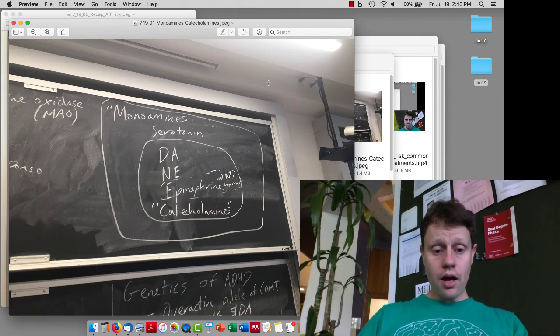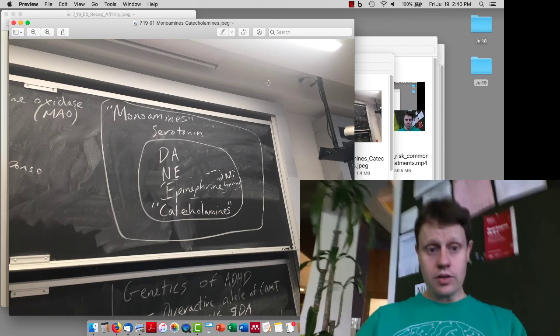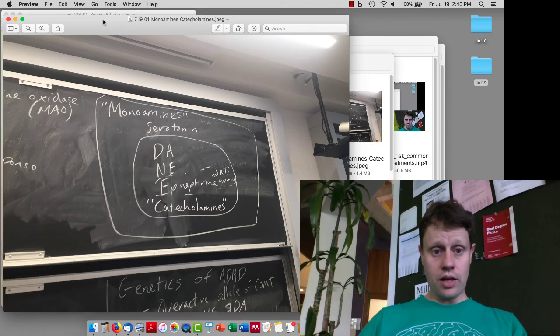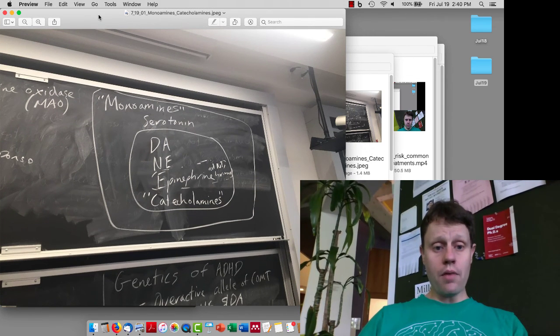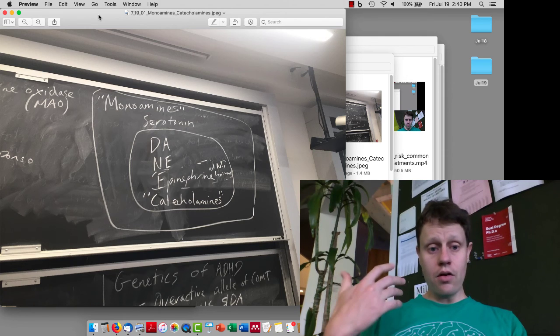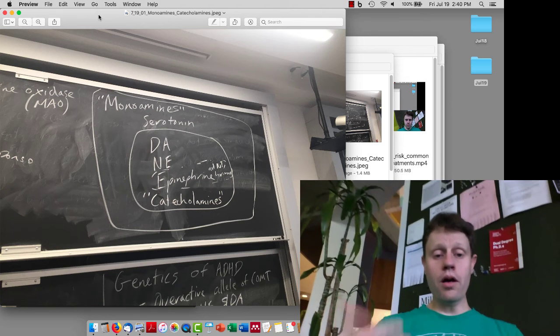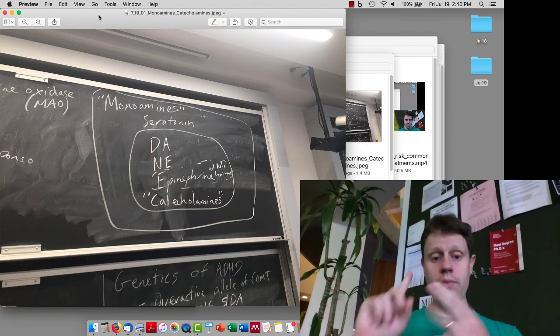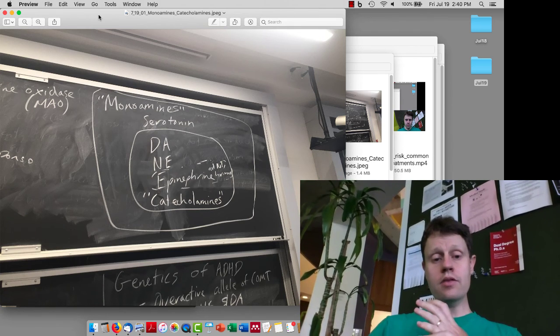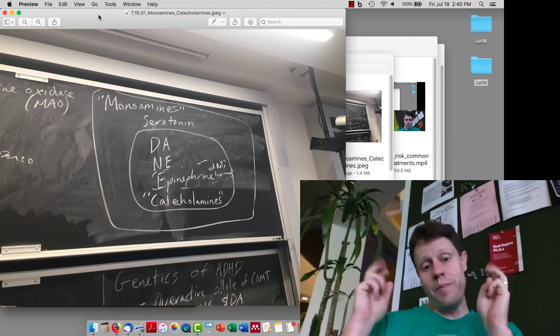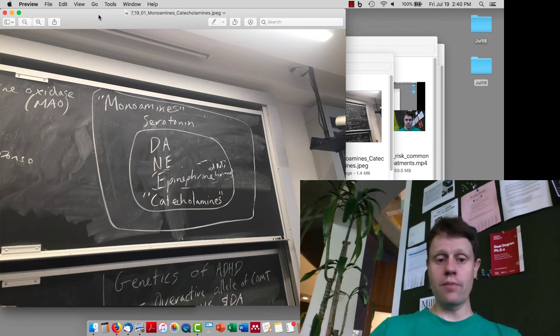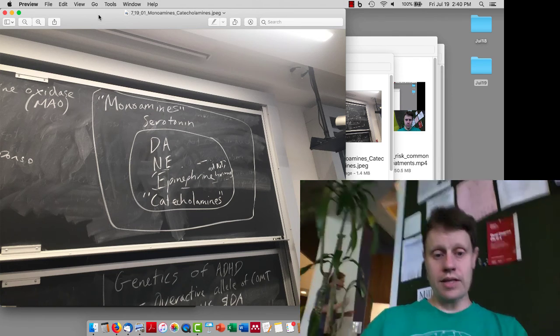We then spent most of the class period talking about things related to ADHD. We talked about the term monoamines and also catecholamines. So the monoamines are serotonin, dopamine, norepinephrine, and epinephrine. These are neurotransmitters that have a single amino group. It's a chemical term for an NH3 group that's attached to it.